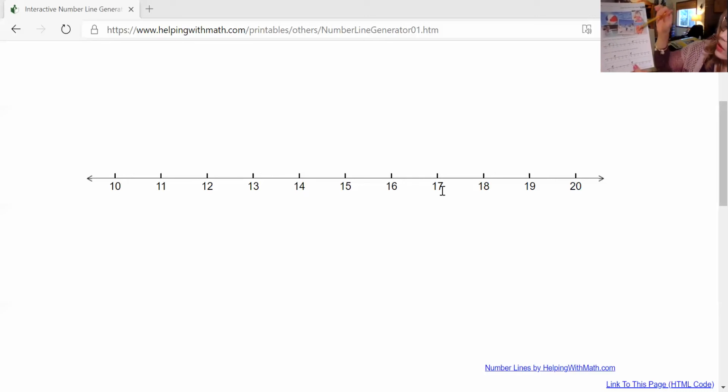Okay? And then on number 2, the ball starts on number 16, but look at all these bounces. Bounce, bounce, bounce, bounce. It's bouncing all the way over to 20. Bouncing all the way over. It bounced over 1, 2, 3, 4. So 16 plus 4 more is 20.